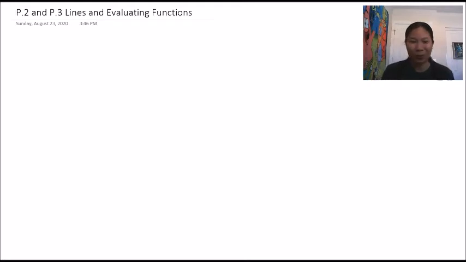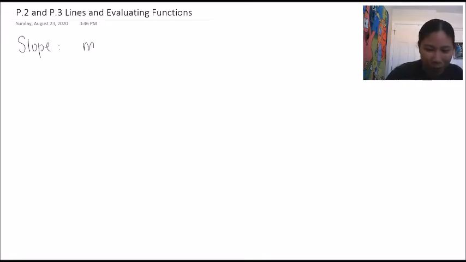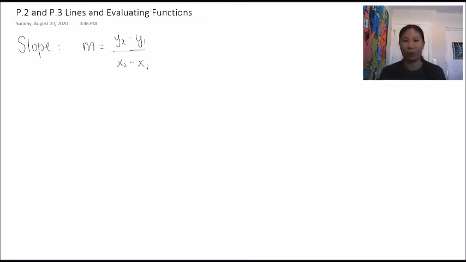So real quick review. In lines, we need to know slope. And the formula to find that, we usually use the letter m to stand for slope. So if we have 2 points, we would take y2 minus y1 divided by x2 minus x1. So real basic. If you want to think about it as rise over run, cool. But just remember how to find slope.